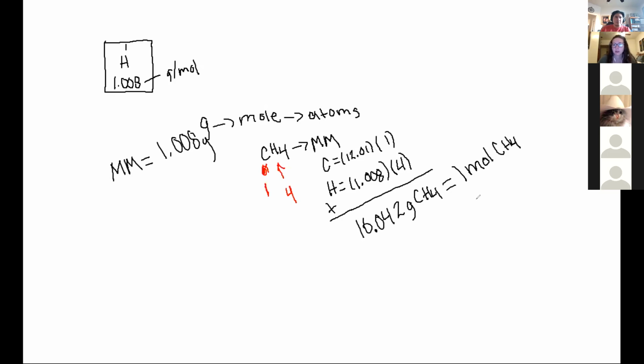We have questions about molar mass? We can do a couple more of those practice ones to calculate that. Can't see anybody's faces. Just gotta assume.